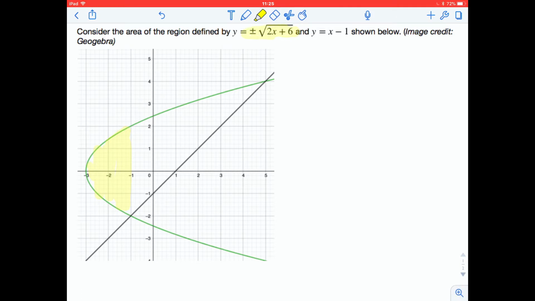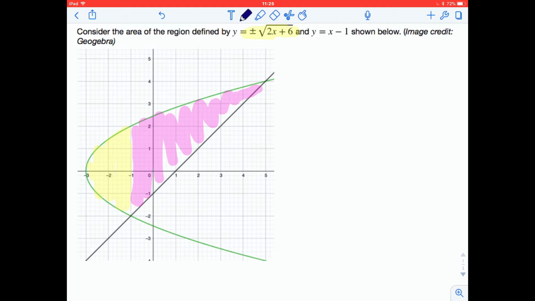Then, to the right of that, we have a region that is between a line and just the top square root curve. So we could potentially find this integral that way. So let's do that. Let's write that as a couple of separate integrals.